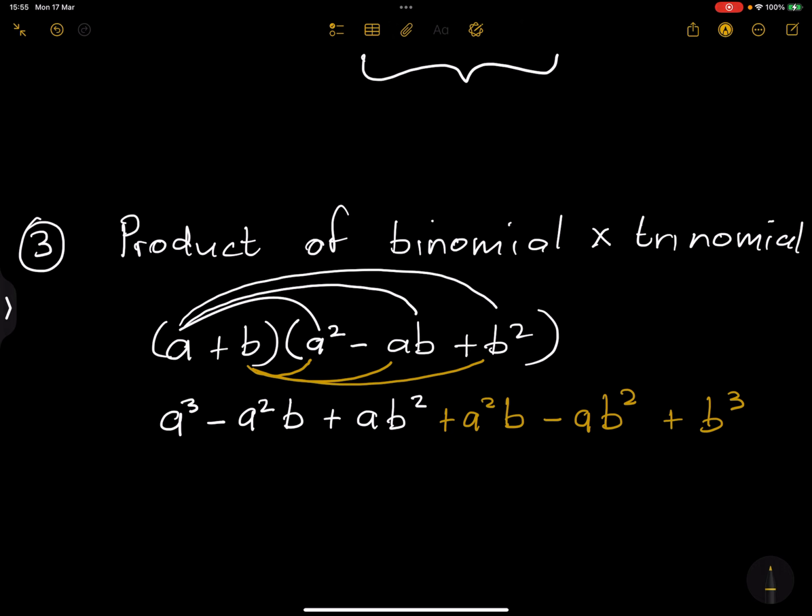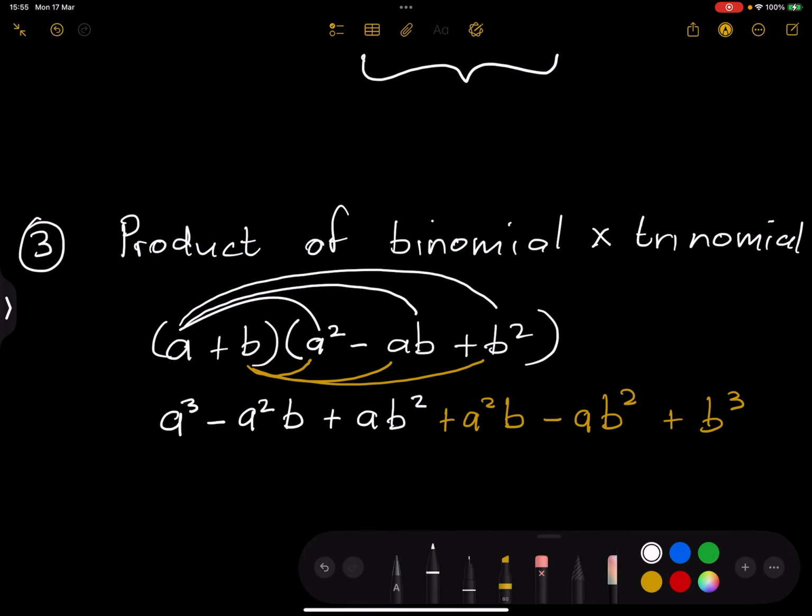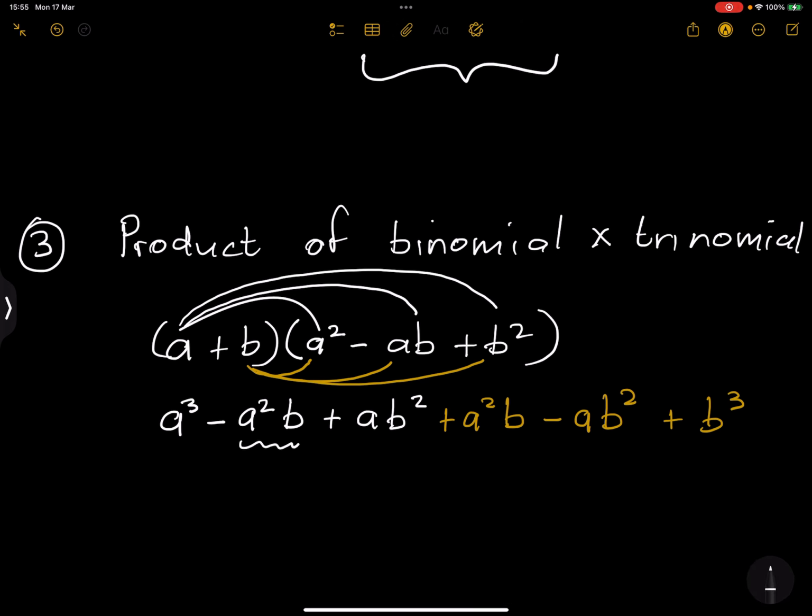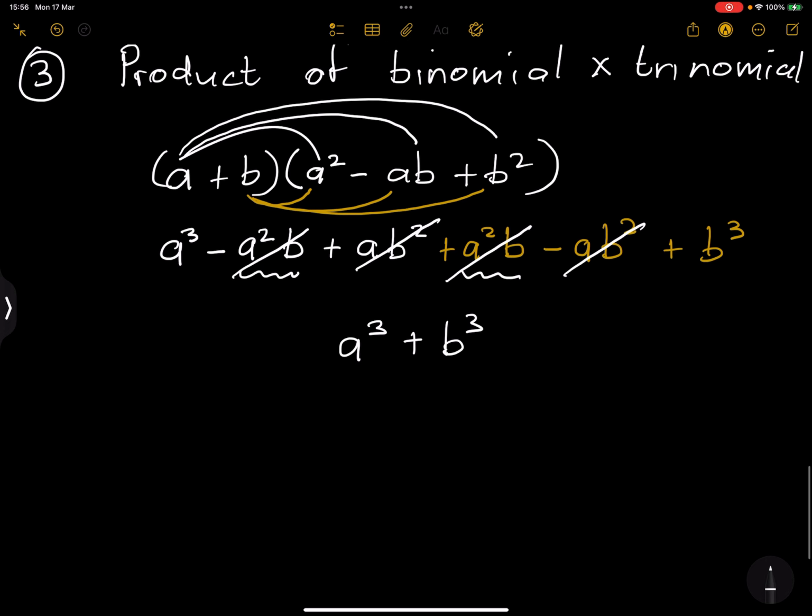Now, in this case, are there any like terms? Absolutely. I'm sure you can see that this and that are exactly the same, and so those two cancel each other out. They've got different signs. But also ab squared, those two are exactly the same. And what are we left with? We're left with a cubed plus b cubed. Right? So that is how we're going to look at the product of binomials with trinomials.